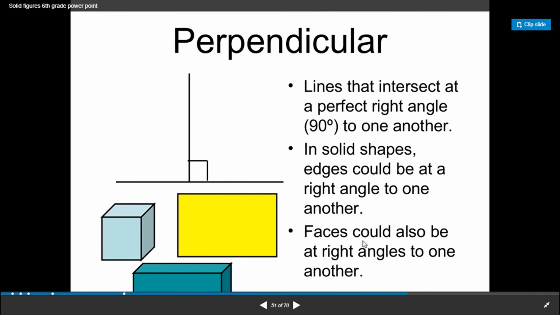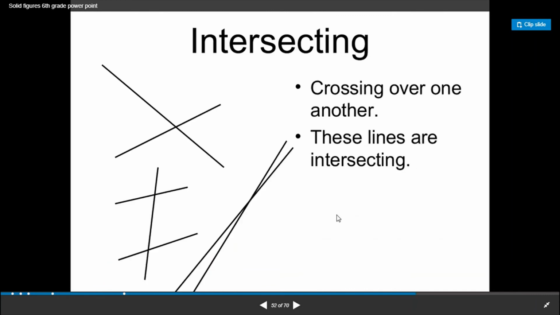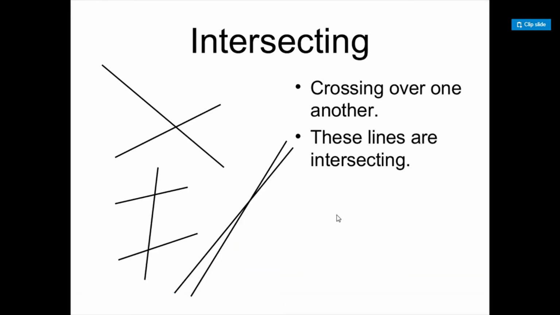The faces could also be at a right angle to one another. This one is an example of a face of a rectangular prism, and all of its angles are right angles. This one is also for a cube. All of the angles of the cube are 90-degree angles. So we have also intersecting lines. Intersecting lines cross over one another, or shall we say these lines intersect one another and they have what we call a point of intersection.